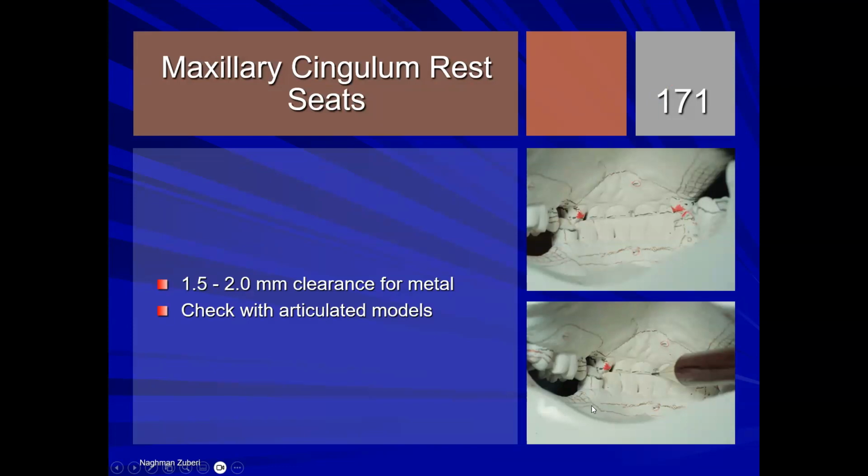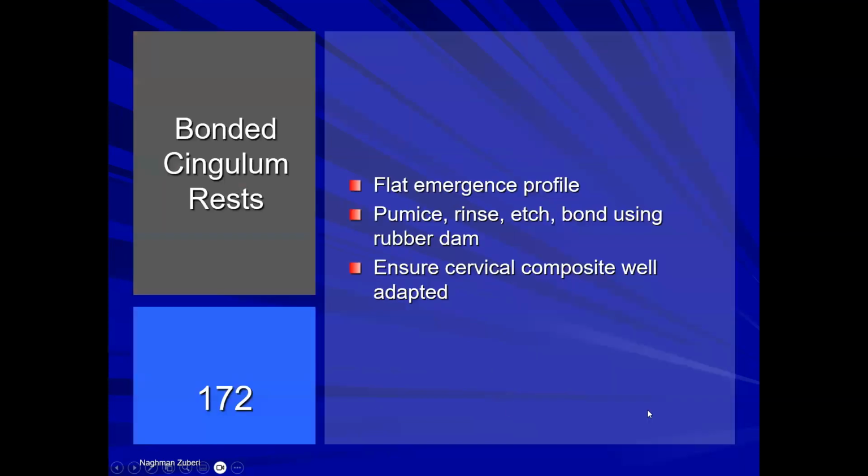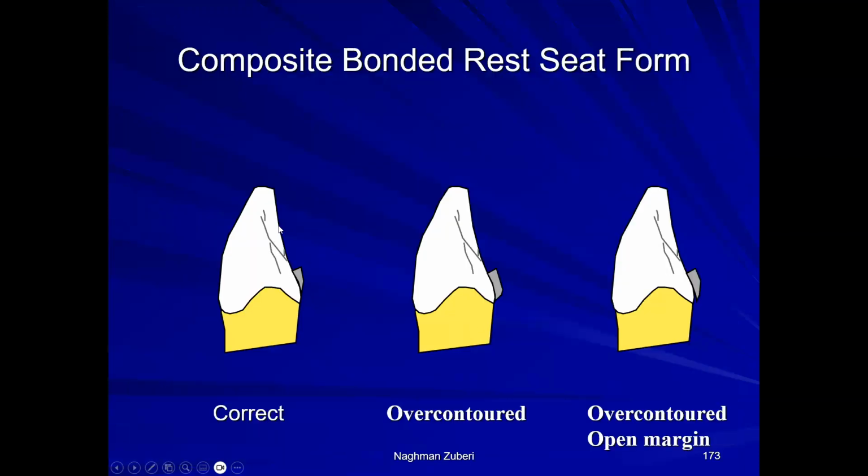At times what we do is take another impression in alginate, pour it in soft plaster, and occlude the upper and lower models to check if proper clearance is achieved, if there are multiple rest seat areas we have prepared. I told you about the bonded cingulum rest. You can make it especially if the canine or incisor has a very flat lingual surface and doesn't have a good cingulum.